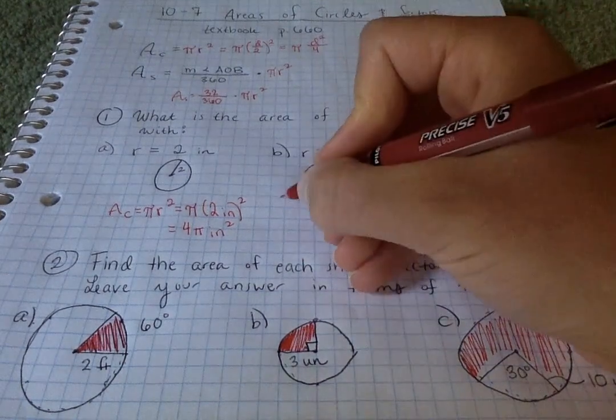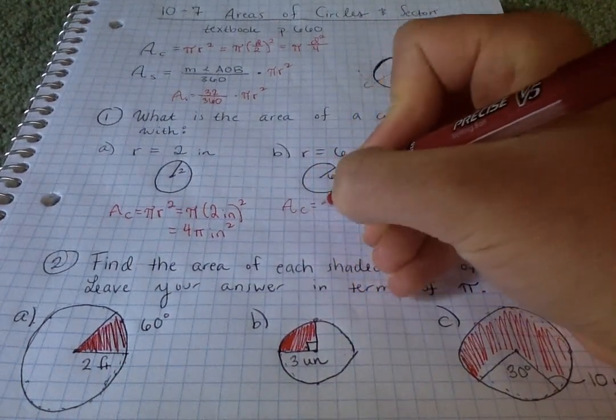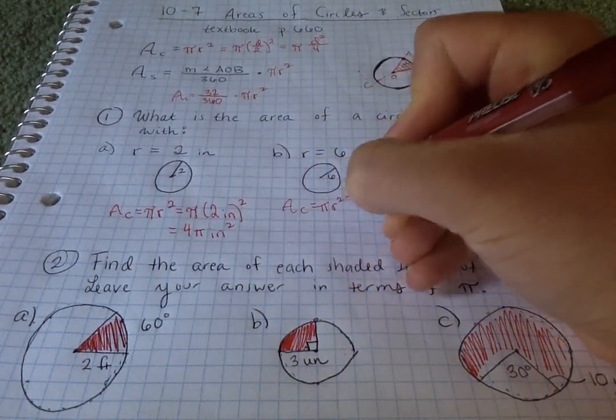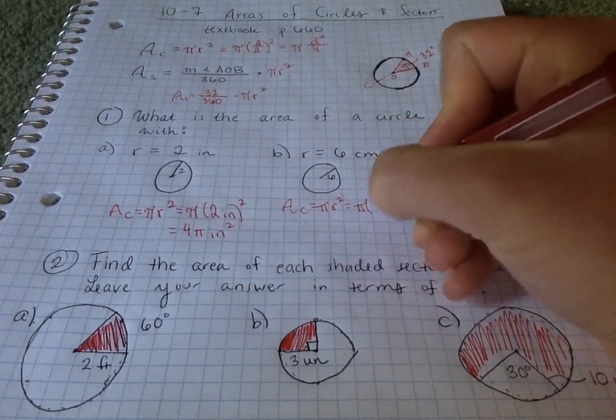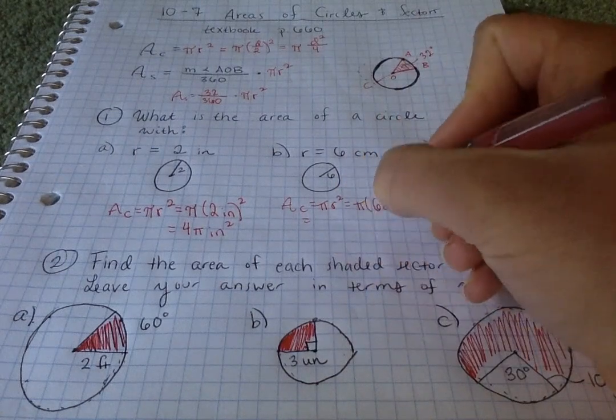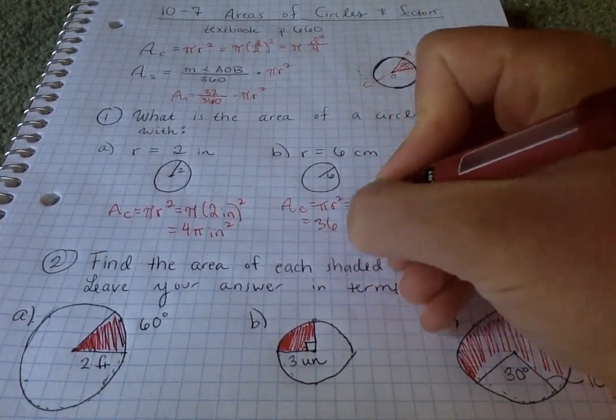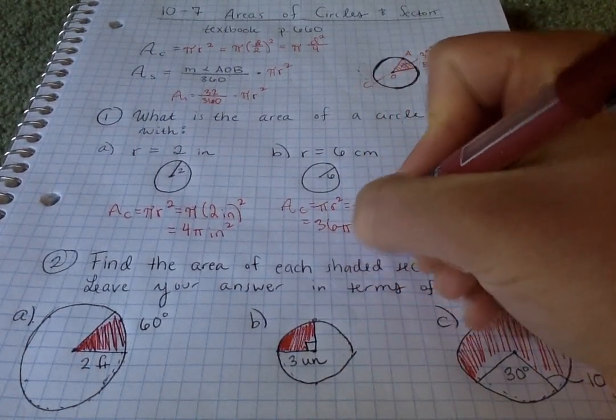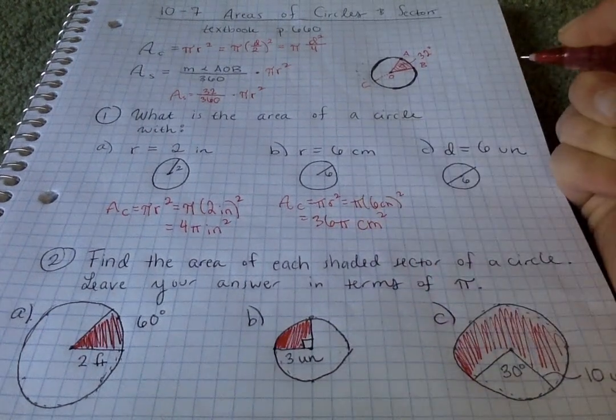All right, this next one, area of a circle. Once again, it's pi r squared. Here it's pi times 6 centimeters squared. In this case, 6 squared is 36. Then we have our pi, and then we have centimeters squared.